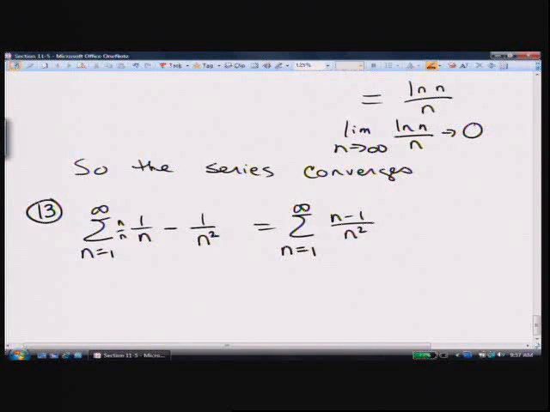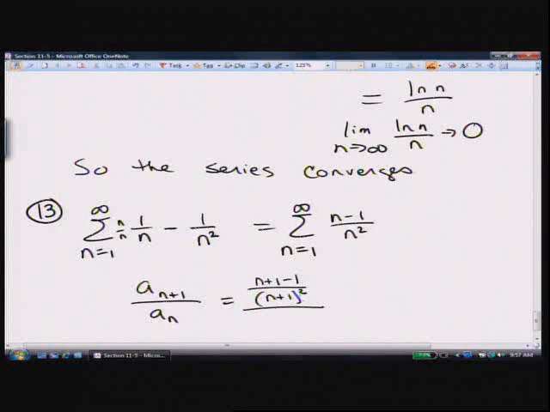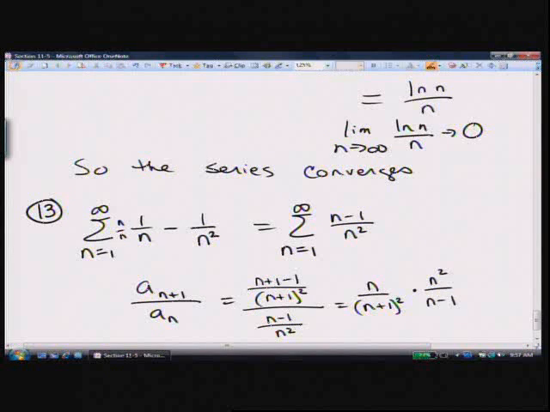Okay, and so you want to do the a sub n plus 1 over a sub n. So that is n plus 1 minus 1 over n plus 1 squared, over n minus 1 over n squared. So this is n over n plus 1 squared times n squared over n minus 1.